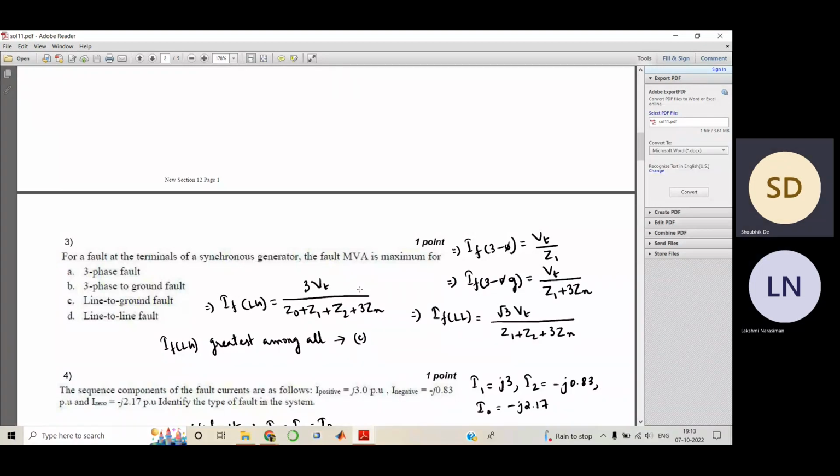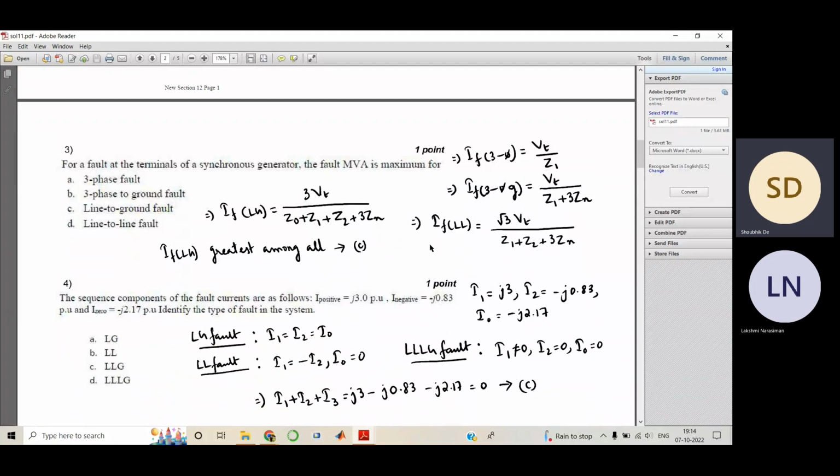Did you understand this? As the length of the line keeps on increasing, the importance of Z0 also gains more importance. That will be compensating the effect of three times the voltage, so the current will reduce.